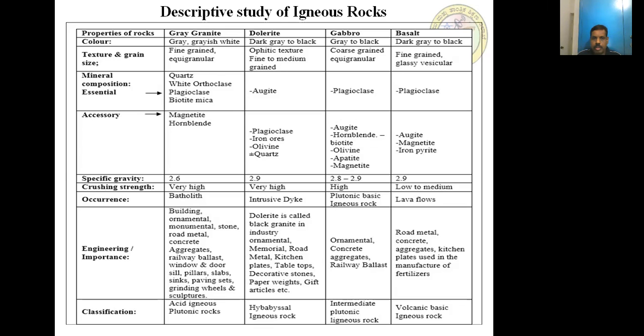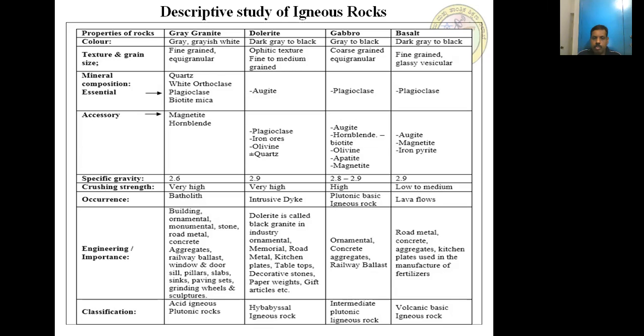Mineral composition: it is augite. Augite and plagioclase are the essential minerals here, and the accessory minerals are iron ores, olivine, quartz, etc. Specific gravity is 2.9, and crushing strength is very high. Occurrence: it also occurs as intrusive dikes and sills.